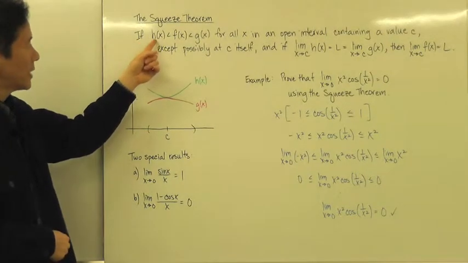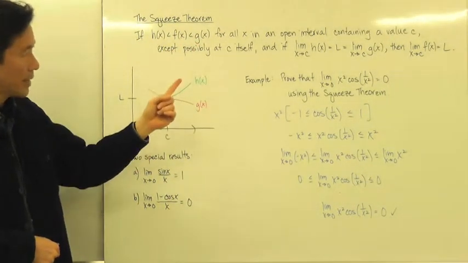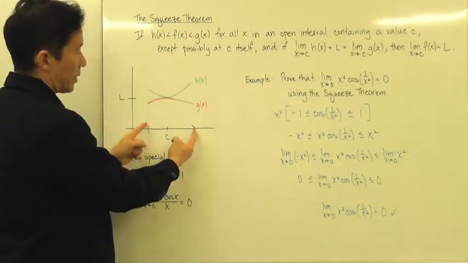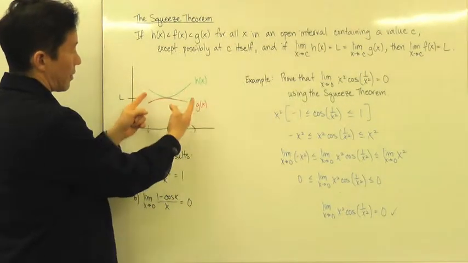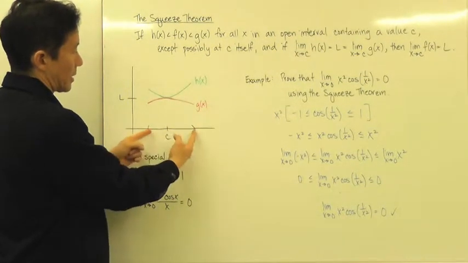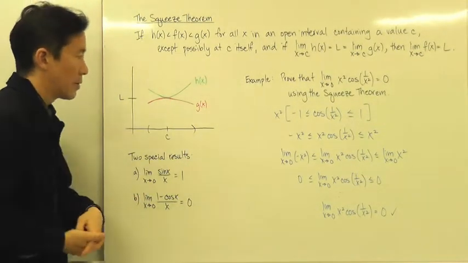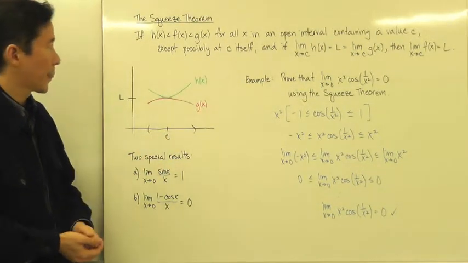But notice that we say that h of x is indeed greater than g of x for all values of x in an open interval containing value c. So here's our open interval. C is within there. And notice that for all values of x in this open interval, h of x is indeed greater than g of x, except possibly at c itself.